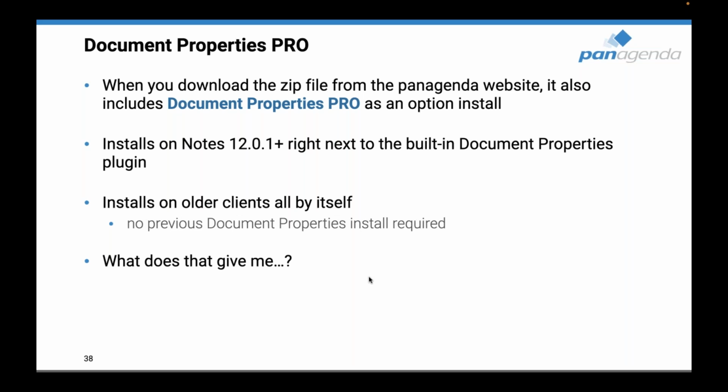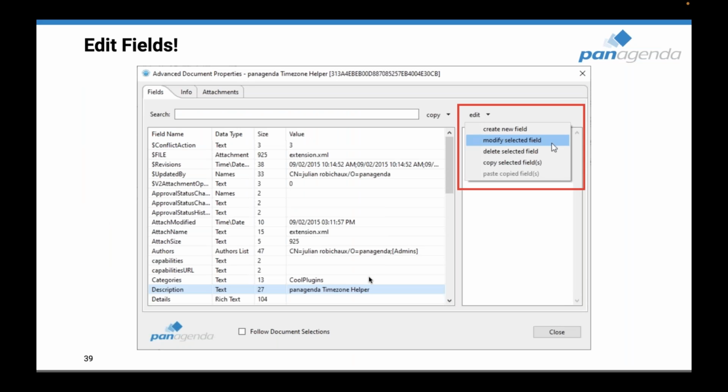And if you go to that link that I showed you before for Document Properties and you download the zip file, that zip file gives you the option to install either basic Document Properties, which we just saw, or Document Properties Pro. And if you have 1201 or higher, you can still install it, still works, doesn't mess up the document properties plugin that's already there. On older clients, you can just install it straight out. And what that gives you is an edit button.